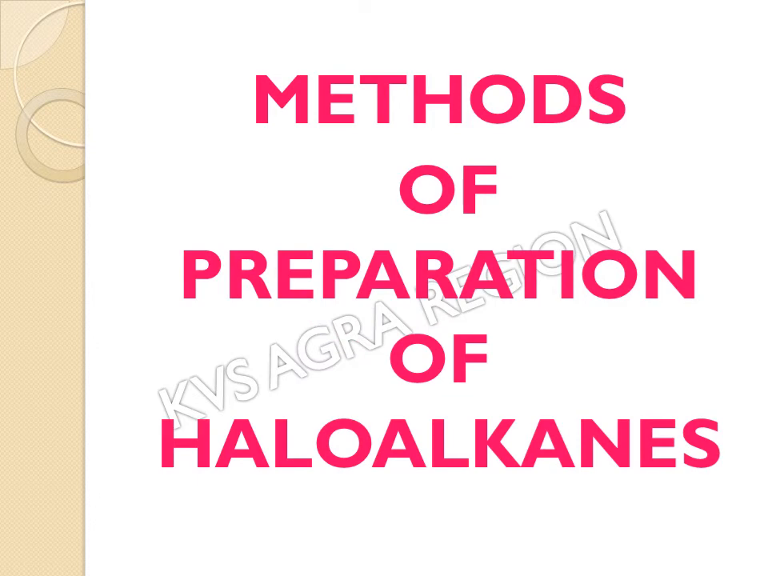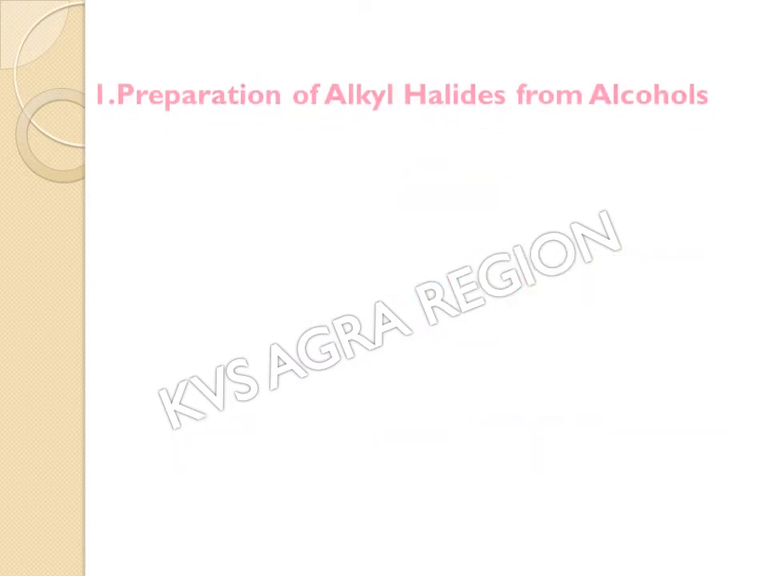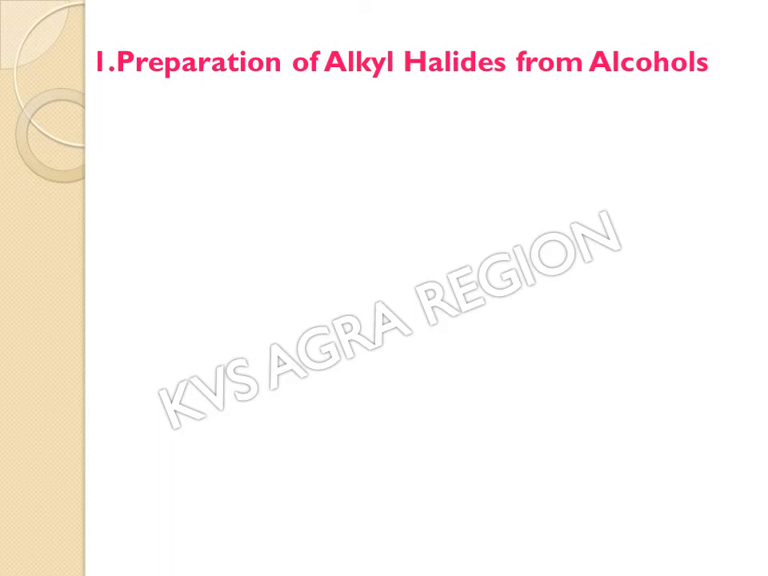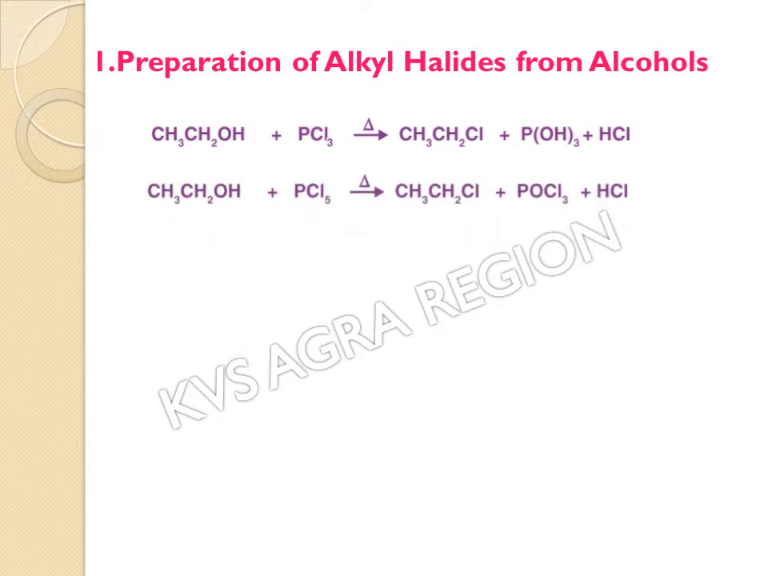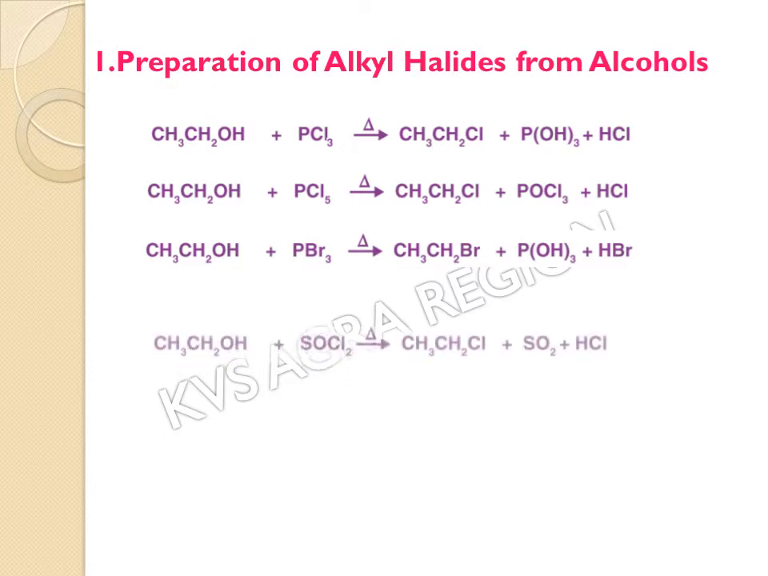Methods of preparation of haloalkanes. First, preparation of alkyl halides from alcohols. Alcohols react with PCl3 on heating to give haloalkane along with phosphorus acid and HCl as byproducts. They also react with PCl5 to give haloalkane, but the byproducts are POCl3 and HCl. With PBr3, it gives bromoalkane with phosphorus acid and HBr.